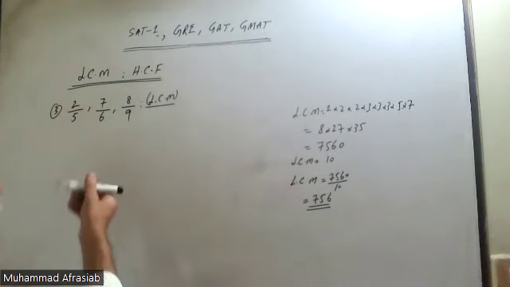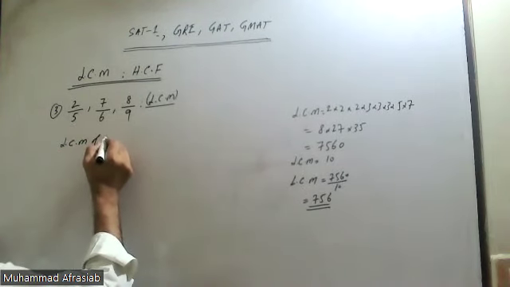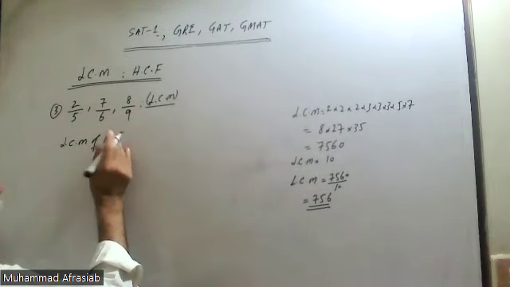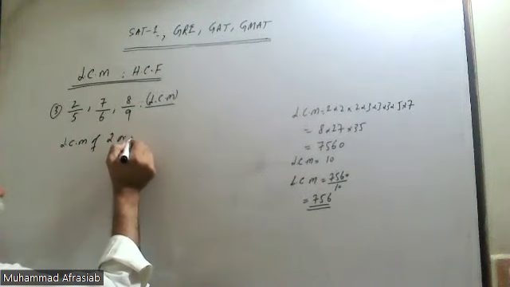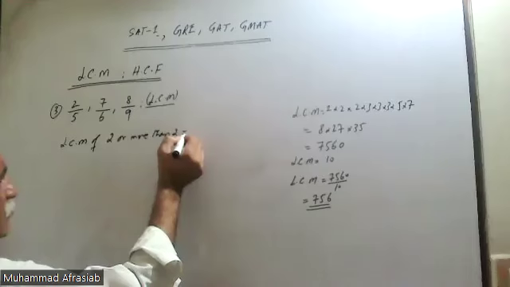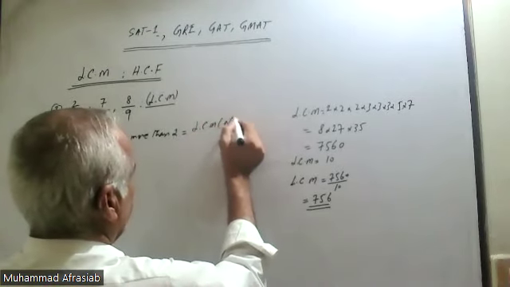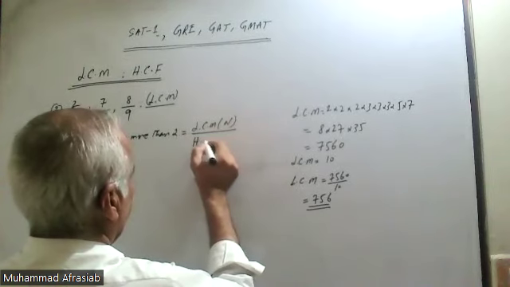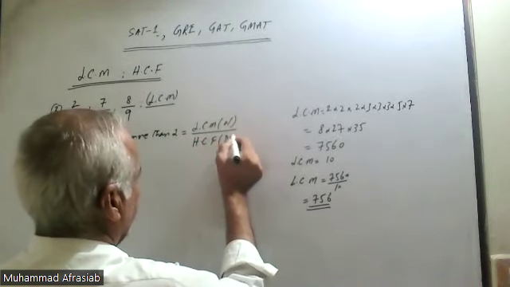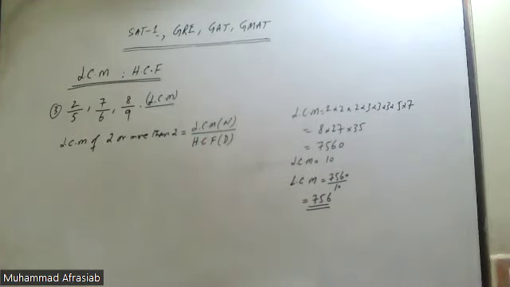The formula for this portion is: the LCM of two or more fractions is equal to the LCM of the numerators divided by the HCF of the denominators. So we will use this formula for this part.